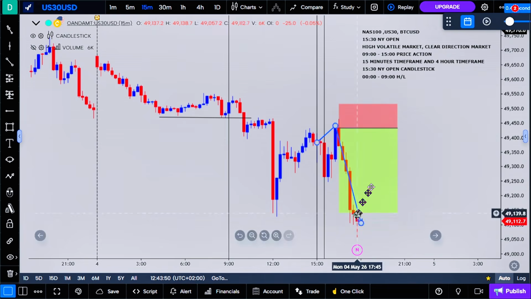Now as you can see, that's how the market did. That's what the market did. Easy as that. You've just created and made a solid trading model.